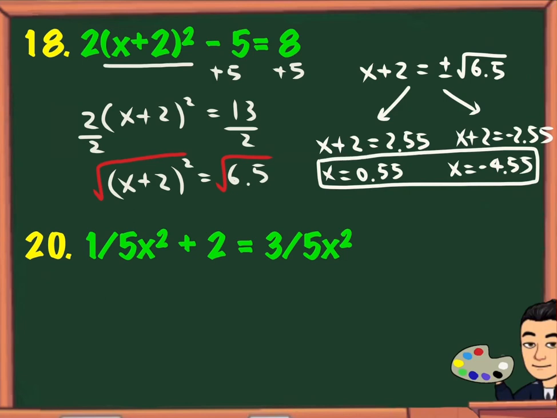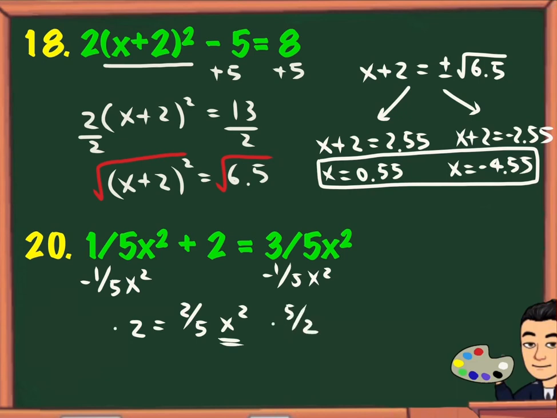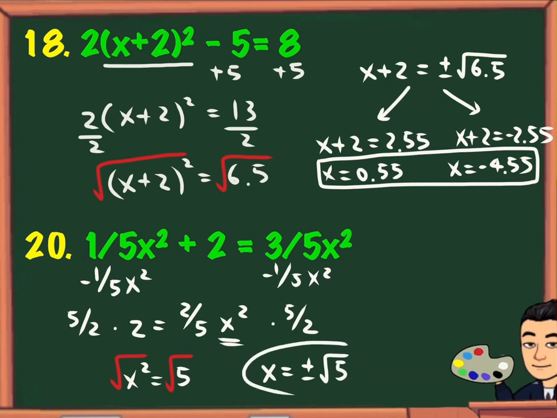So for number 20, let's arrange the equation. So subtract 1/5 x squared on both sides. So this is going to give you 2 equals 2 over 5 x squared. And now let's isolate this x squared by multiplying by 5 halves. So x squared is going to equal 5. Which means that if you square root both sides, x is going to equal positive negative square root of 5. And that's your answer.